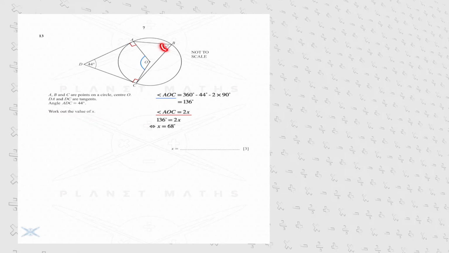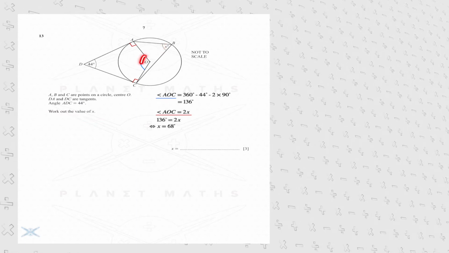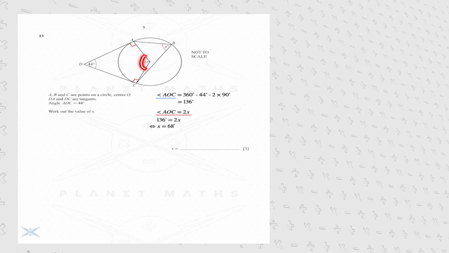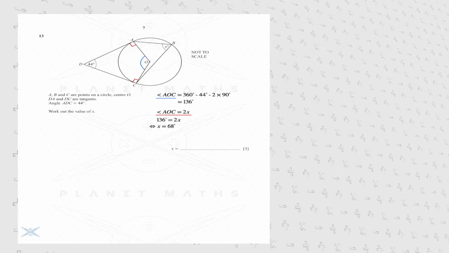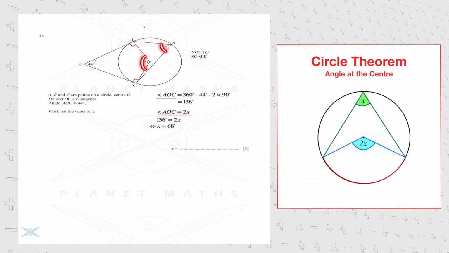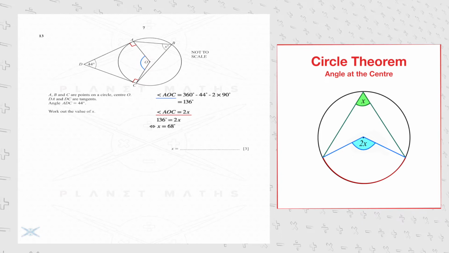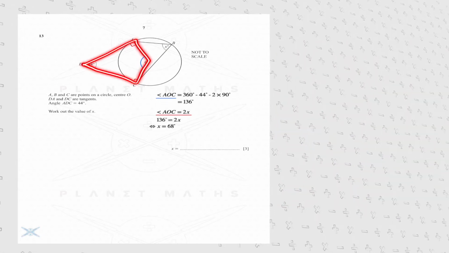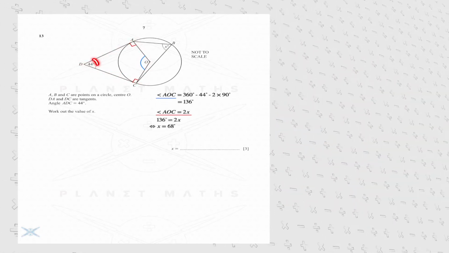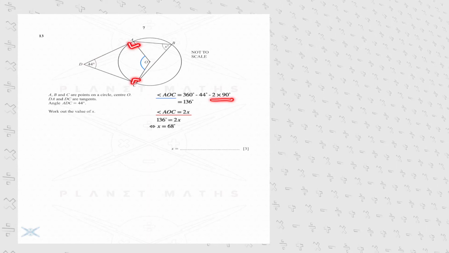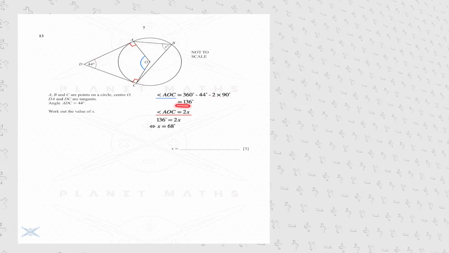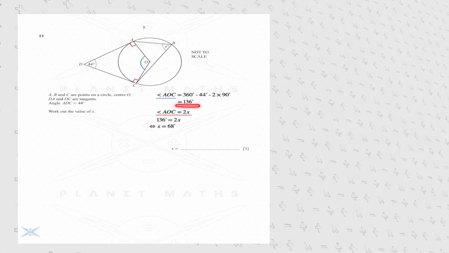To find x, we will firstly have to determine the angle AOC, and from there exploit our knowledge about circle theorems, this particular one being provided. So to determine this angle of the kite DAOC, we just subtract 44 and 2 times the right angle from 360, providing us with a solution being 136 degrees.